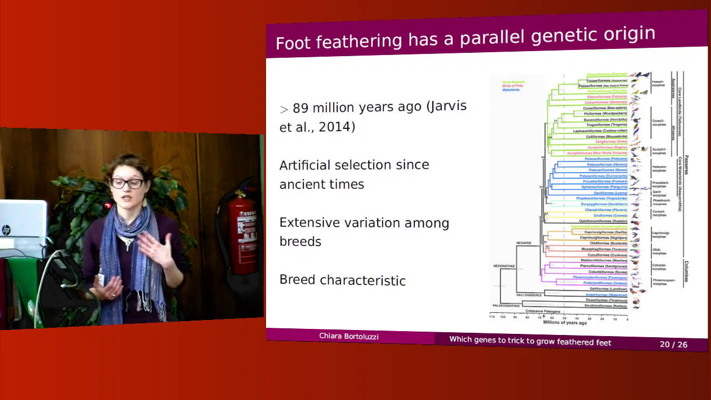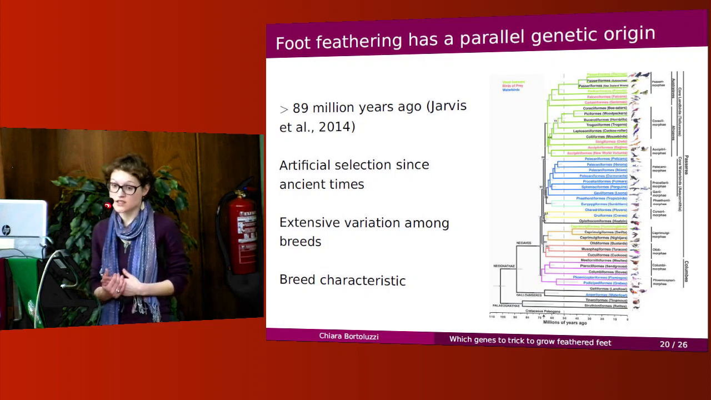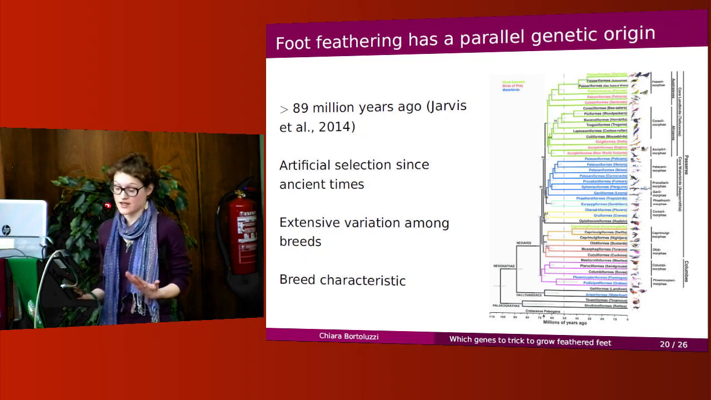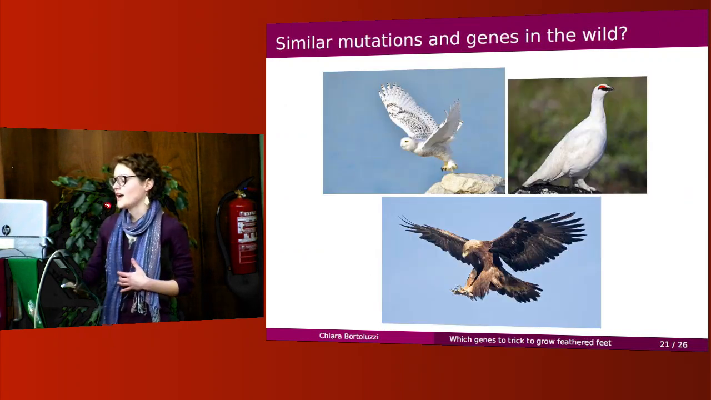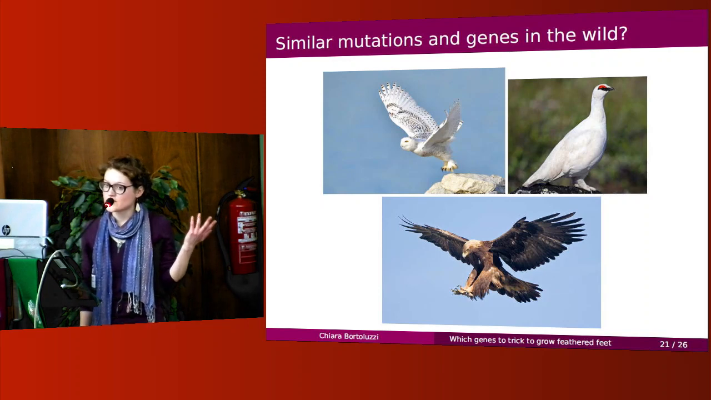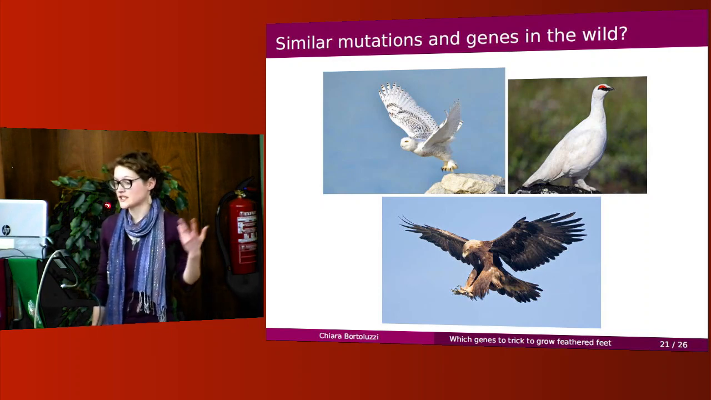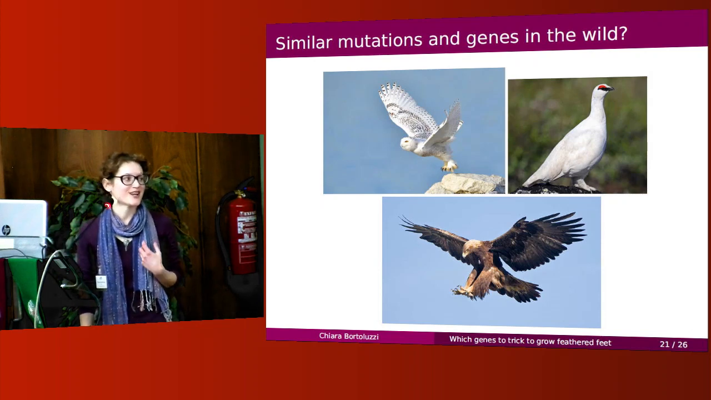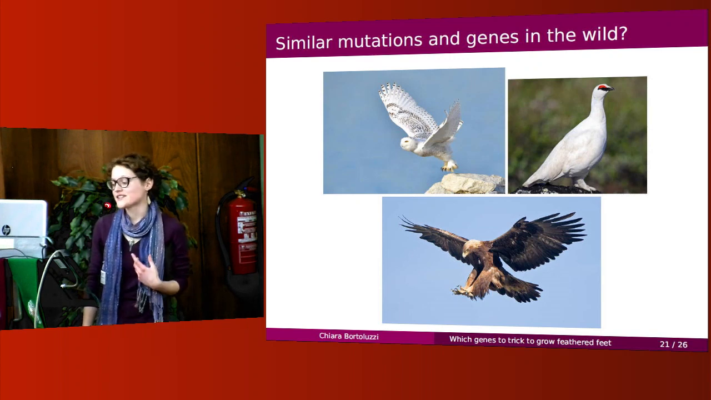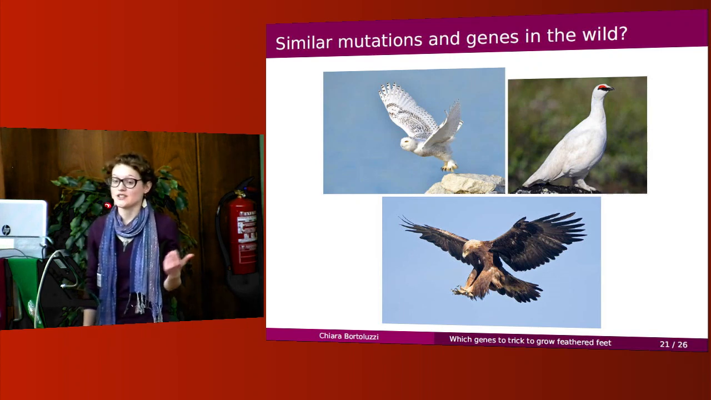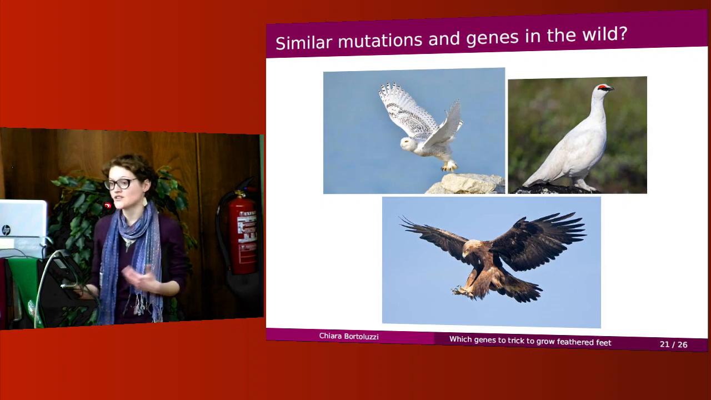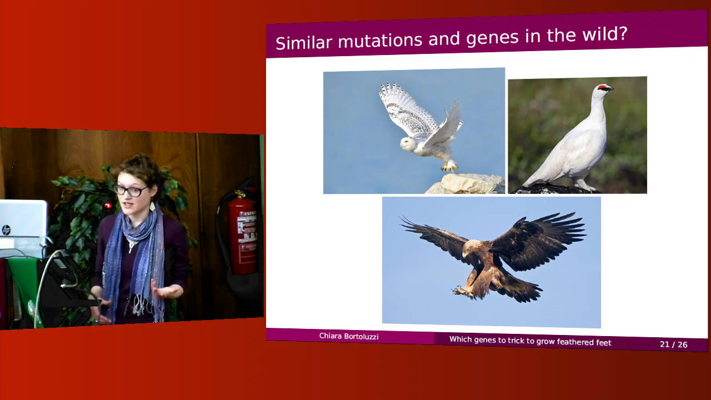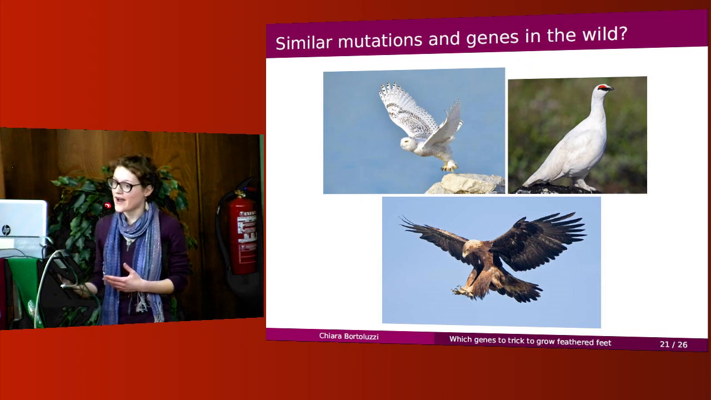So, for example, for the Dutch booted bantam to be considered Dutch booted bantam, it has to have feathers on the legs. Otherwise, it's not classified as such a breed. And the interesting thing is that this phenotype you can actually see also in wild birds, like for example the snowy owls, the ptarmigan, and also the eagle. So I would like to speculate a little bit and say that most likely also in these species similar mutations and genes and mechanisms are involved as for the domesticated species. But of course we would need to have whole genome sequence data to prove that.